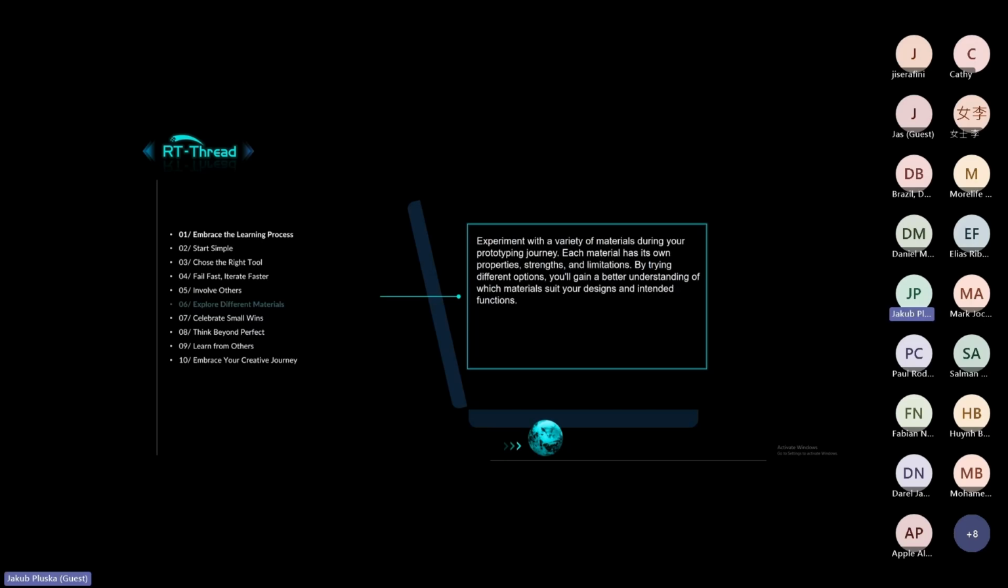Okay, so the sixth one is explore different materials. Like I said about the filaments, try different materials, and then you will find out what is the best, what you like, what the limitations are. So you have some kind of overview. You don't need to be a super expert and know everything about every filament, but the basic things so that you may decide, okay, let's print in PLA or PETG to have it up and running right now.